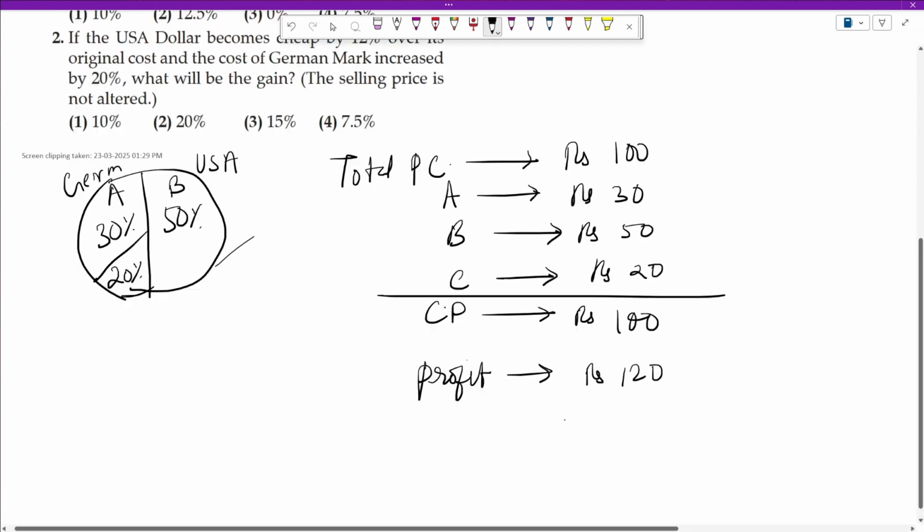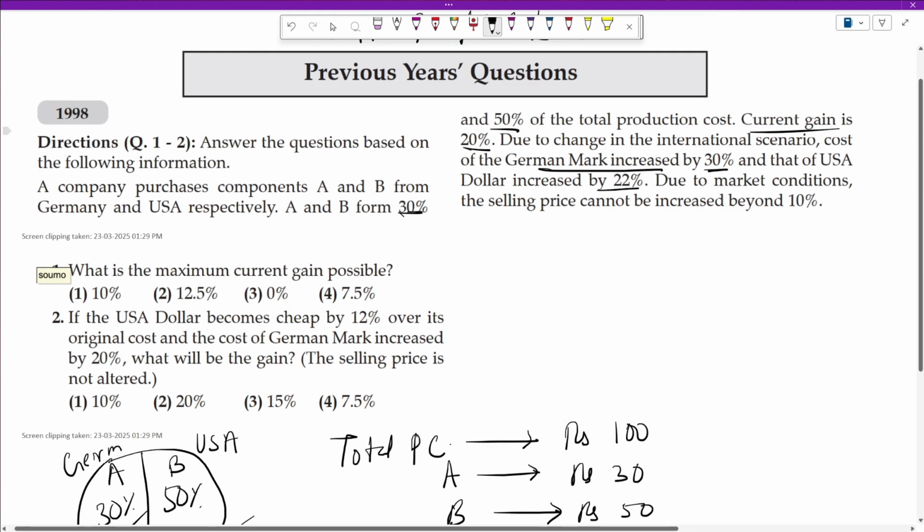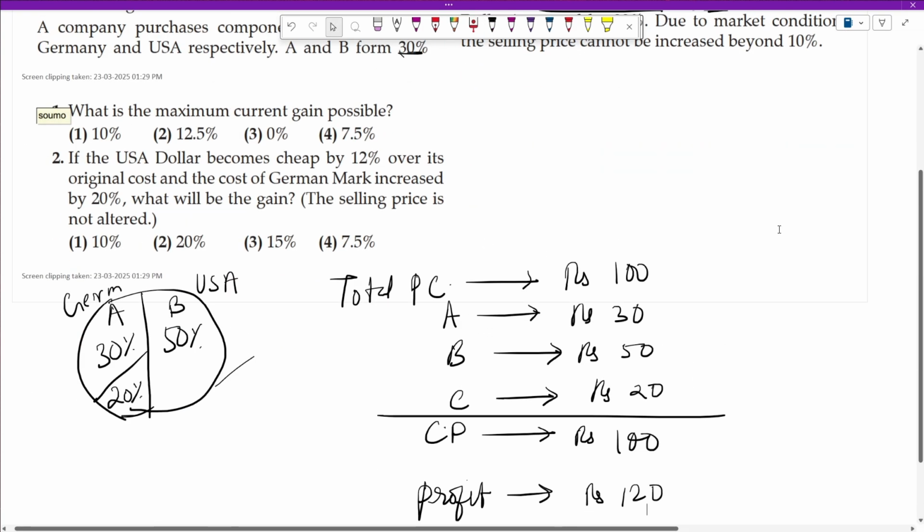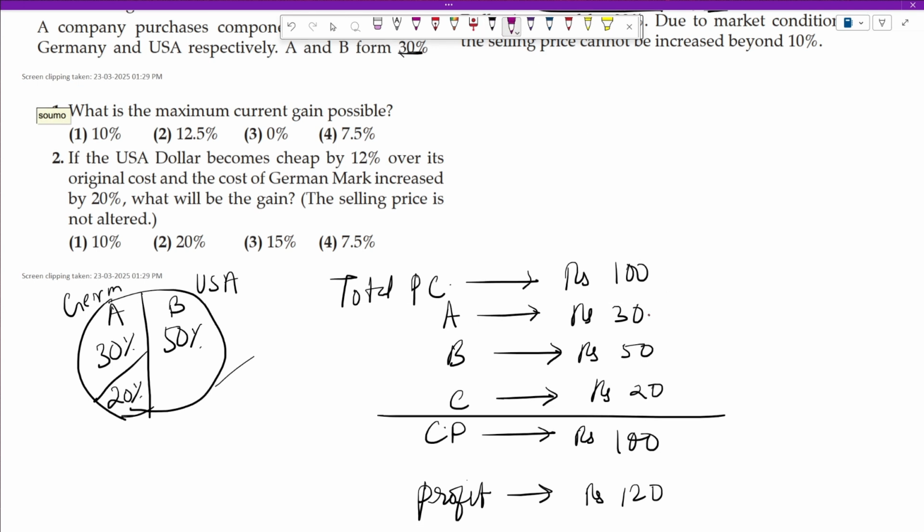Now, the next thing is that they have increased the German mark by 30%. That means this thing goes up by 30% and this thing goes up by 22%. So what will this be? 10% of this is 3. So 30% will be 9. So this goes up by rupees 39. What about this one? This one is 22% of 50. 10% is 5.